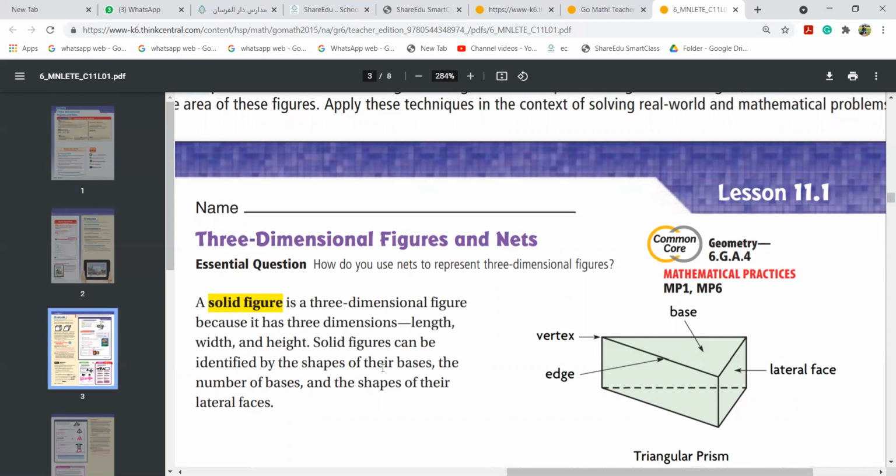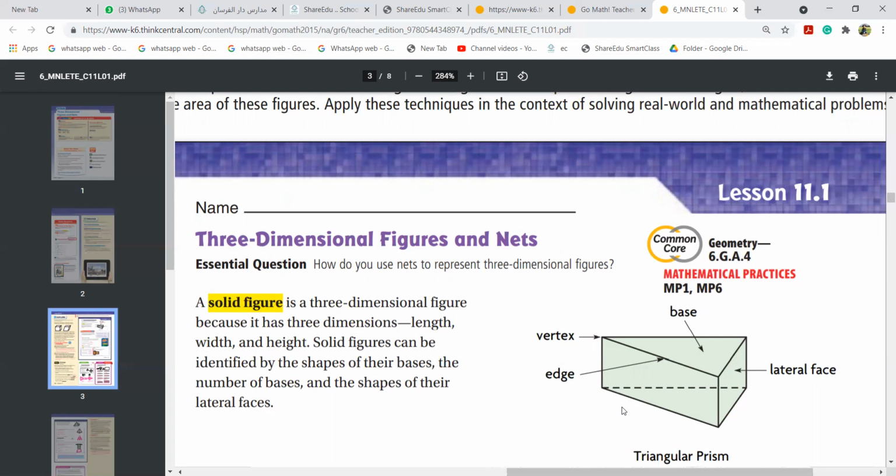What is a solid figure? A solid figure is a three-dimensional figure because it has length, it has width, and it has height. It can be identified by the shapes of the bases, the number of bases, and the shapes of the lateral faces. How many bases are there?